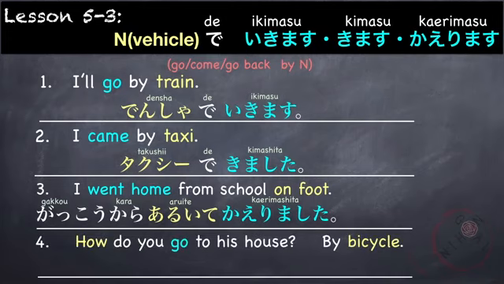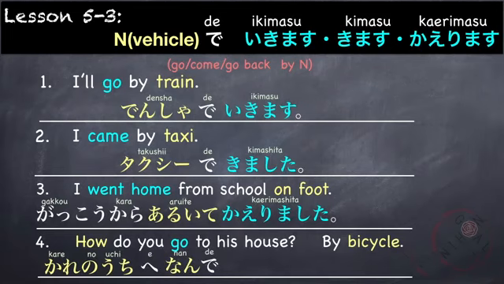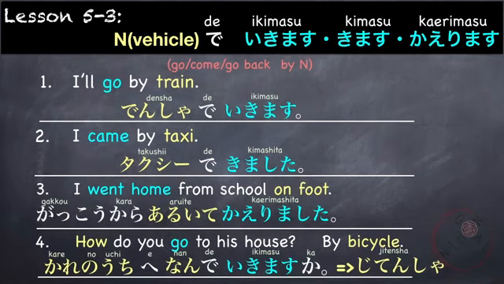Gakko kara aruite kaerimashita. And lastly, how do you ask what mode of transportation you use to go to a certain place? For example, how do you go to his house? By bicycle. So first, let's say his house. Kare no means his and uchi means house. So kare no uchi e, the particle for direction, followed by how or what mode of transportation, nan de. And then lastly the verb go, ikimasu. And then the question marker ka. Kare no uchi e nan de ikimasu ka? If you want to say by bicycle, bicycle is jitensha. By bicycle, jitensha de. Or you can say jitensha de ikimasu.